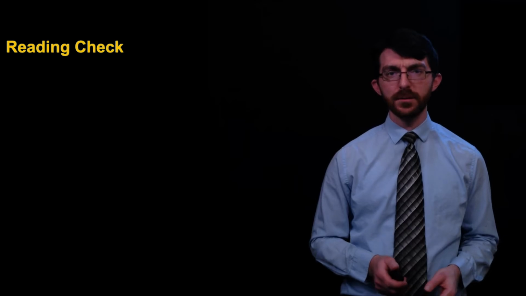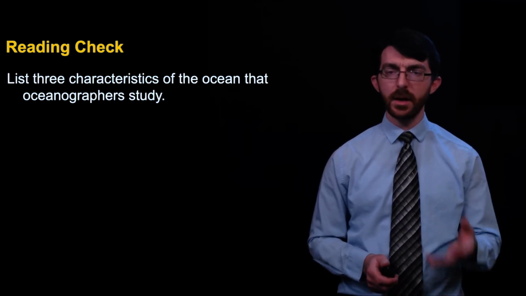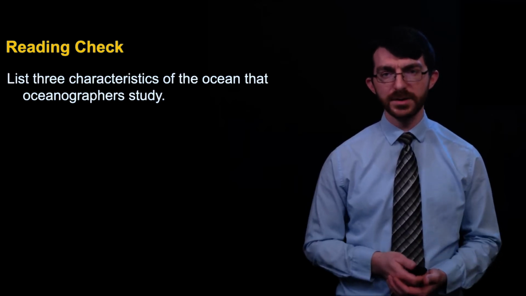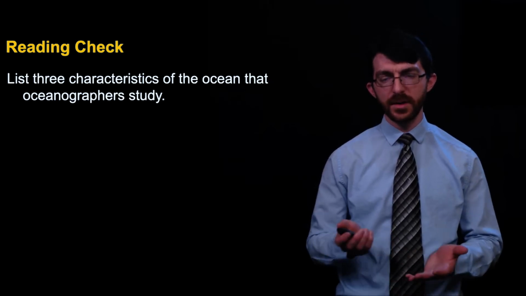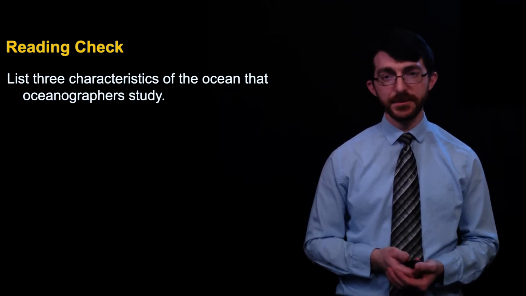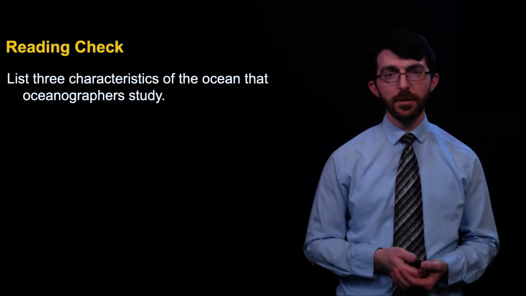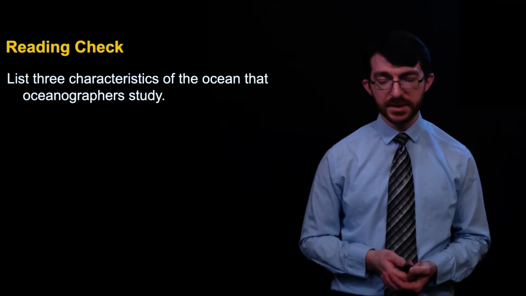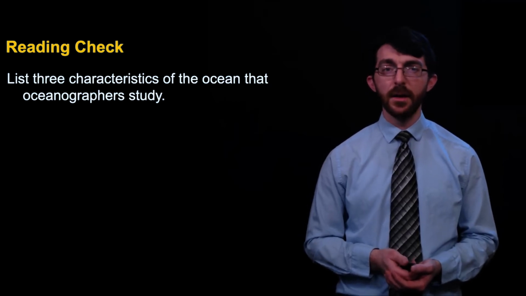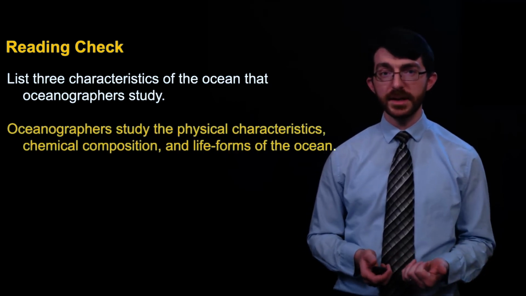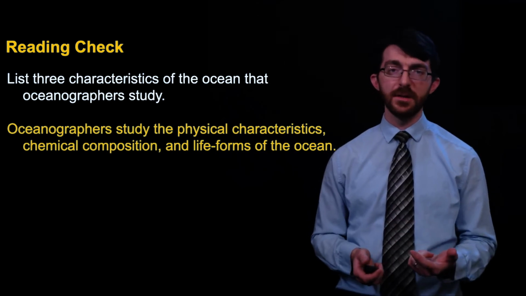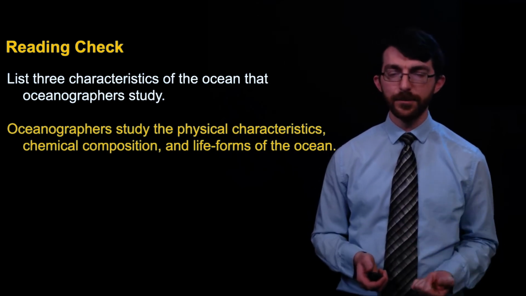So a quick reading check, just to make sure that you're paying attention. See if you can answer this question for yourself. List 3 characteristics of the ocean that oceanographers study. You can pause the video, try to answer that question, and then resume. So 3 characteristics of the ocean that oceanographers study: they would study physical characteristics, chemical composition, and life forms of the ocean.